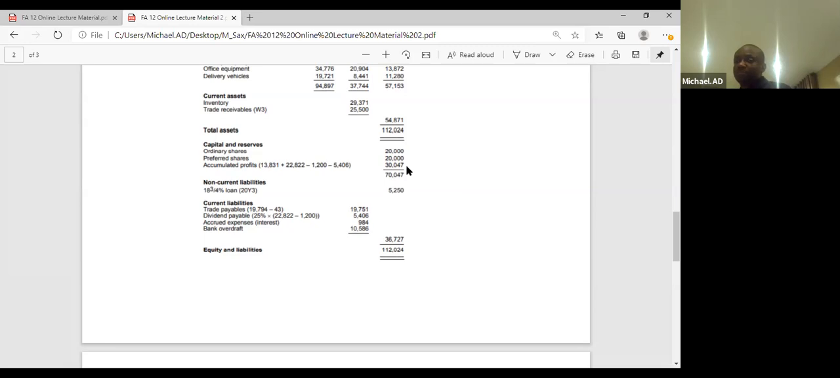30,047. At the end of the day, you have capital and reserve of 70,447 naira. So you have a non-current asset. What's your non-current asset? Remember the loan you actually collected.